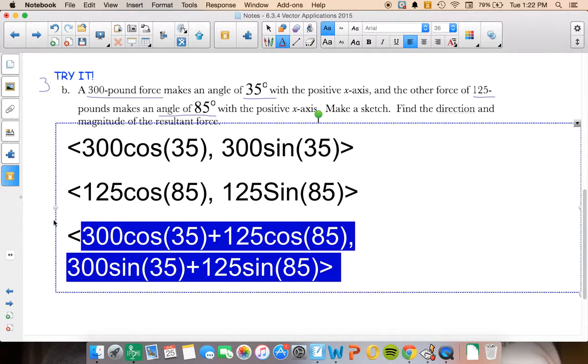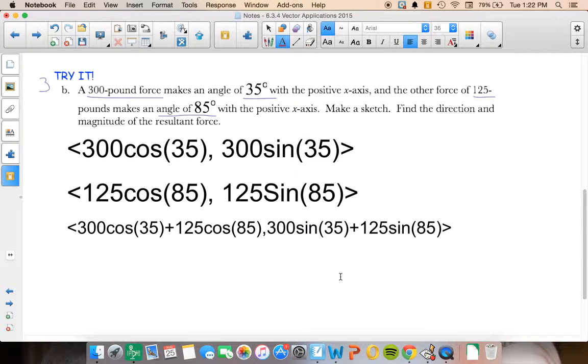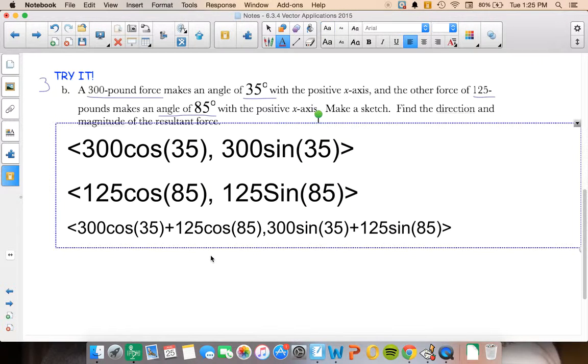I'm going to make that a little bit smaller so it fits on one line. Okay, so there it is. That's your resultant vector. Of course, we haven't calculated that out on the calculator, but we can, and then we're going to find the direction and magnitude of that force.